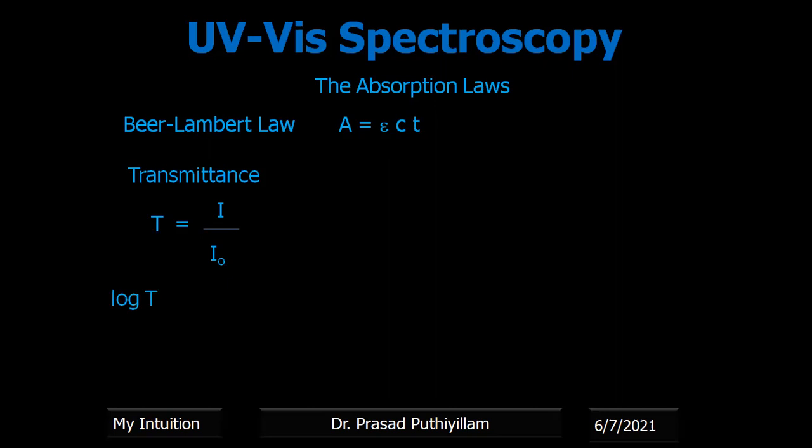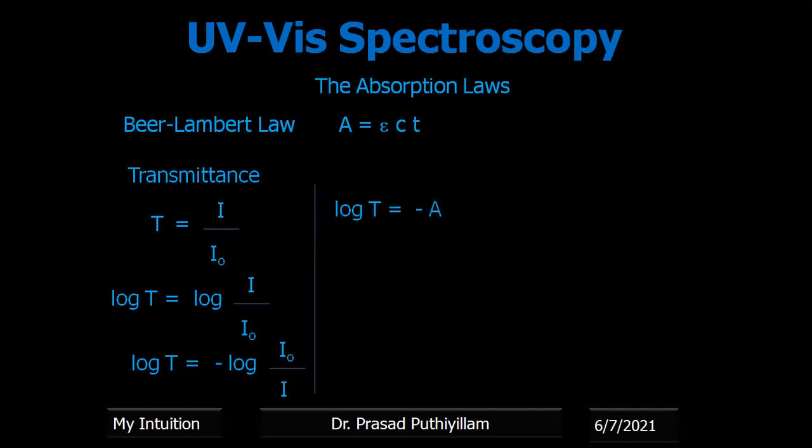Now take the logarithm on both sides. Log t is equal to log of I by I0. Log t is equal to minus, I'm rearranging it, I by I0 I want to write as I0 by I, because log I0 by I is A. Therefore, log t is equal to minus of absorbance. The relation between absorbance and transmittance is minus log t is equal to absorbance, or log t is equal to minus of absorbance. Now again, t is equal to 10 to the power of minus A, because here it is logarithm to the base 10.